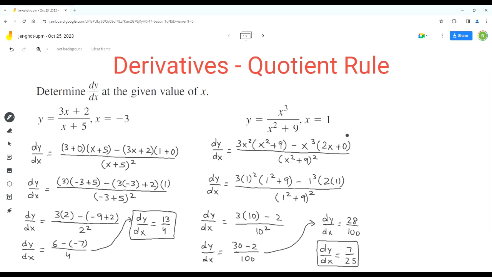The first step is to use the quotient rule to get the expression for dy over dx, and then we sub in x as the given value to find the value of dy over dx.